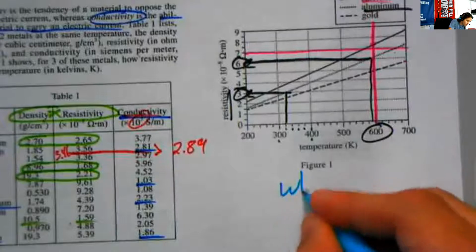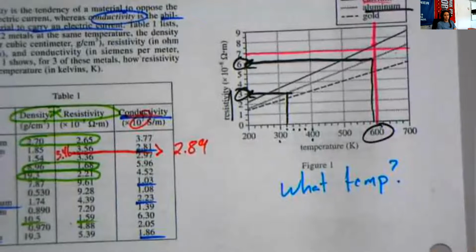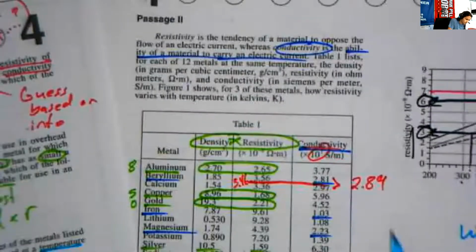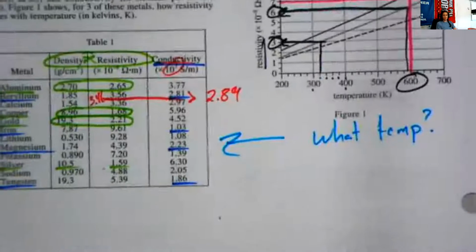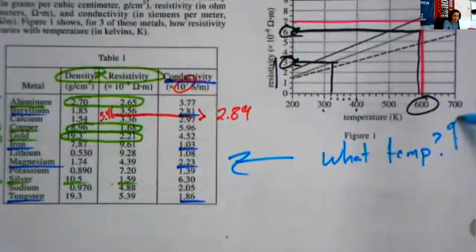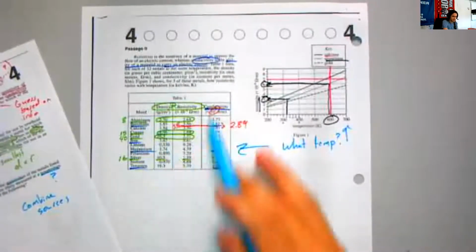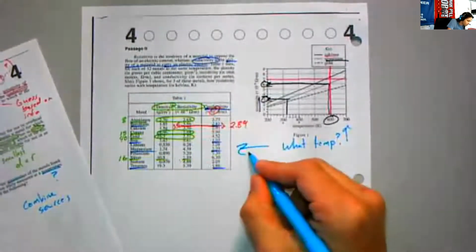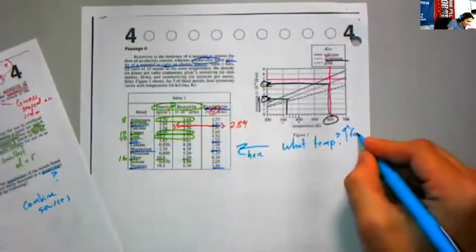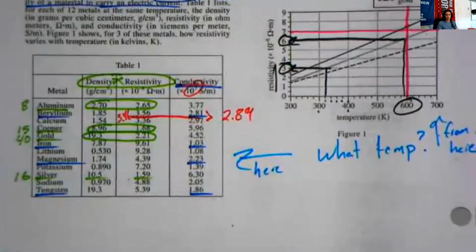We need to say, what temp did this occur at? What temp did those numbers from table 1 occur at? We have temperatures up here. We don't have temperatures over here. We need to figure out what temperature this stuff got done at. We're going to figure it out from up here. All right, so how am I going to figure out temperature? I need something that's in common between these 2 tables.